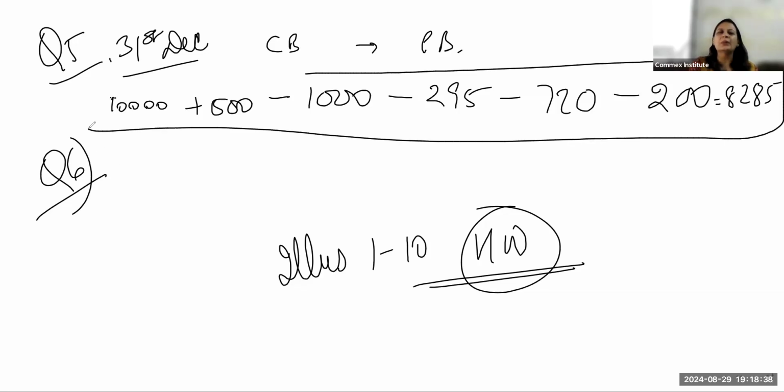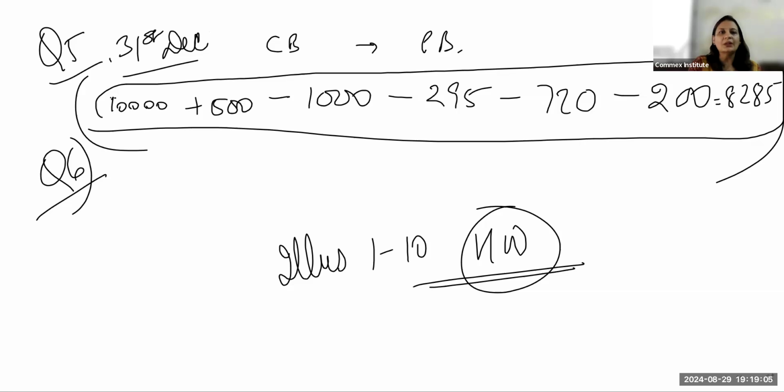Don't worry about the format. Just do questions, illustrations of moving from cash book balance to the passbook balance. Don't go the other way around. If comfortable, you can do the other way also, passbook to cash book. But try to move from cash book to passbook and don't concentrate on the format. Just try to do it in one line. Plus what, minus what, plus what, minus. Once you get hold of it, then putting it in that format will be very, very easy.